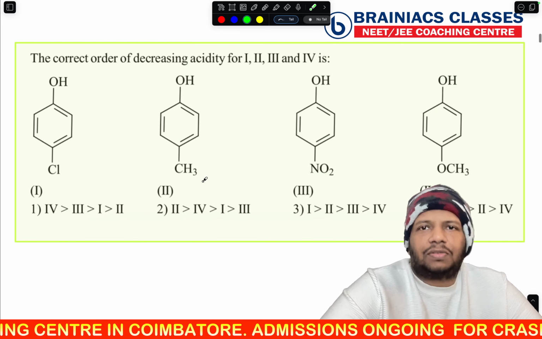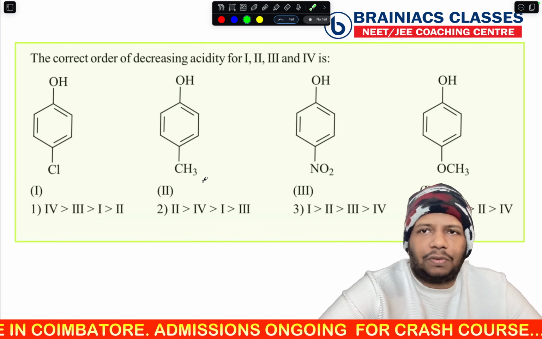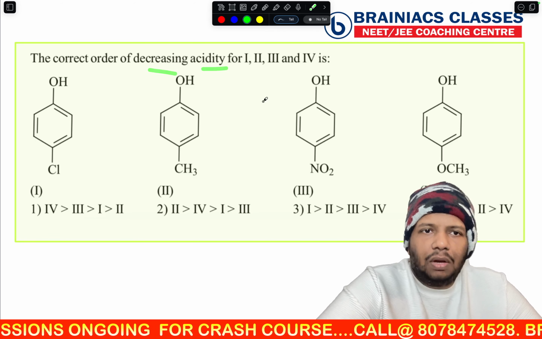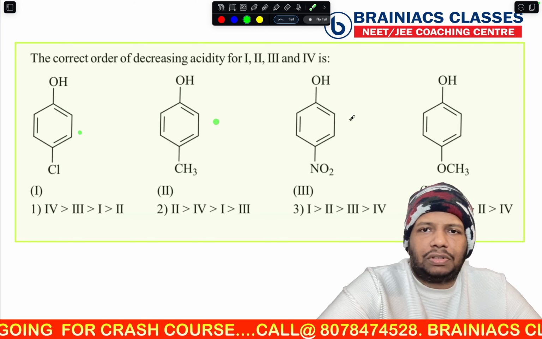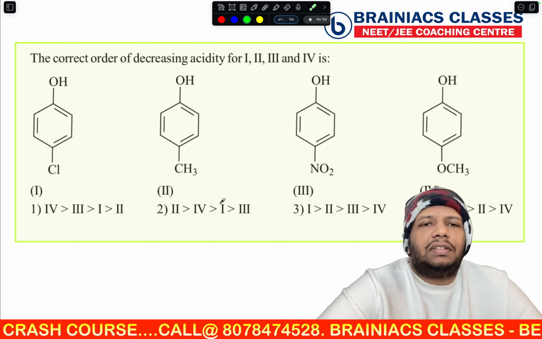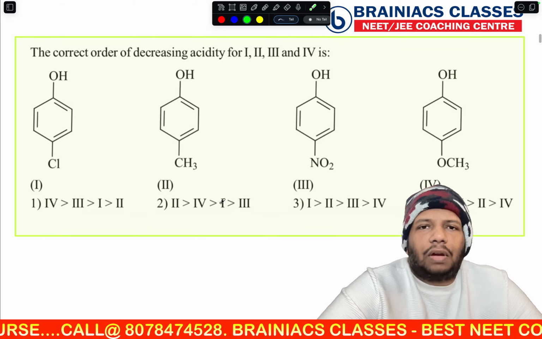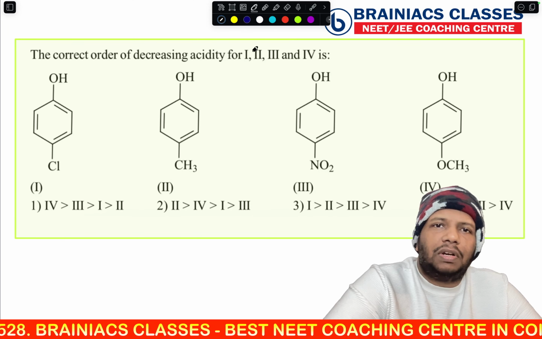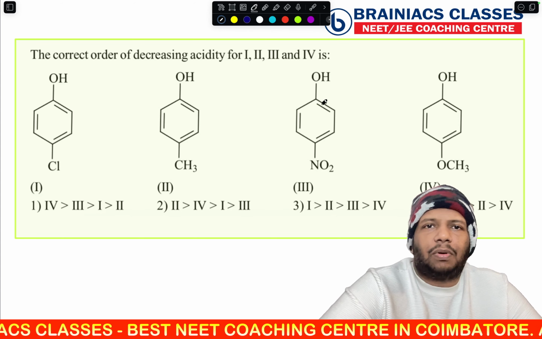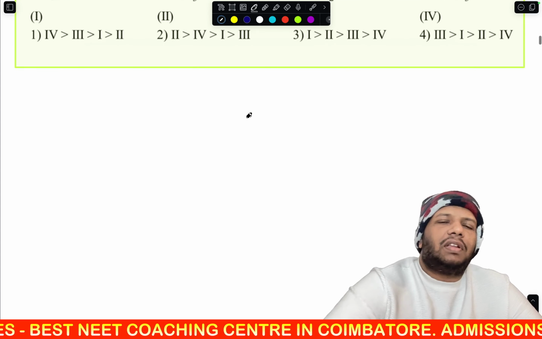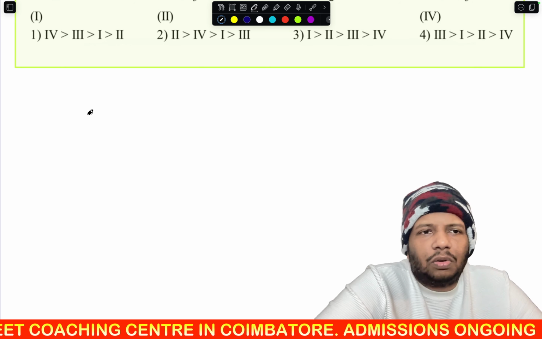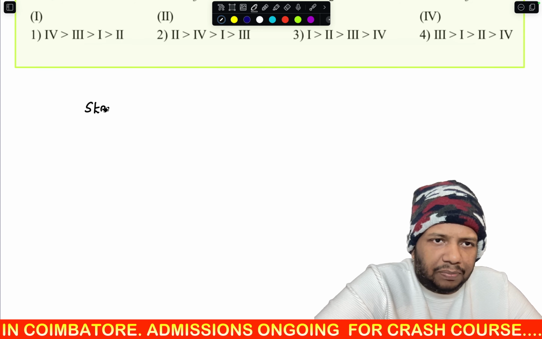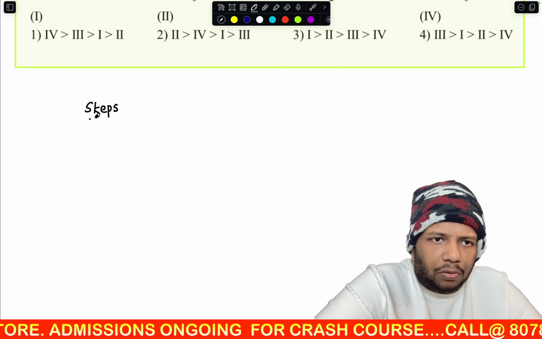So let's go to the next question. All of you please go through the question. The correct order of decreasing acidity for the compounds 1, 2, 3 and 4 is. This is what you need to analyze. I will tell you some techniques whenever questions are based on acidic strength. Very important actually. Whenever somebody asks you questions on acidic strength, you need to follow certain steps.